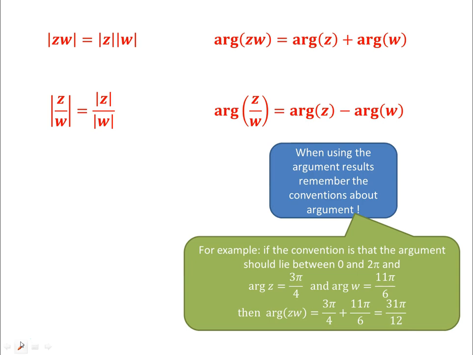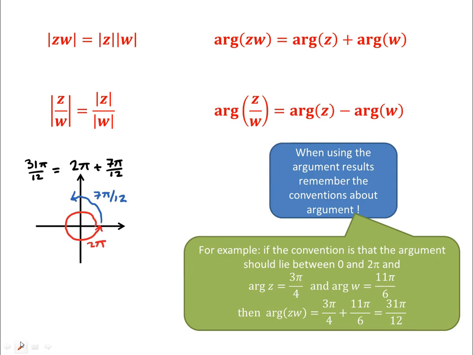However, 31 pi by 12 is more than 2 pi, so it's not in the domain, or the range rather, of values that we allow for argument. So we need to give it a little bit of thought. And if we think about an angle of 31 pi by 12, that is a full rotation of 2 pi plus an extra 7 pi by 12.